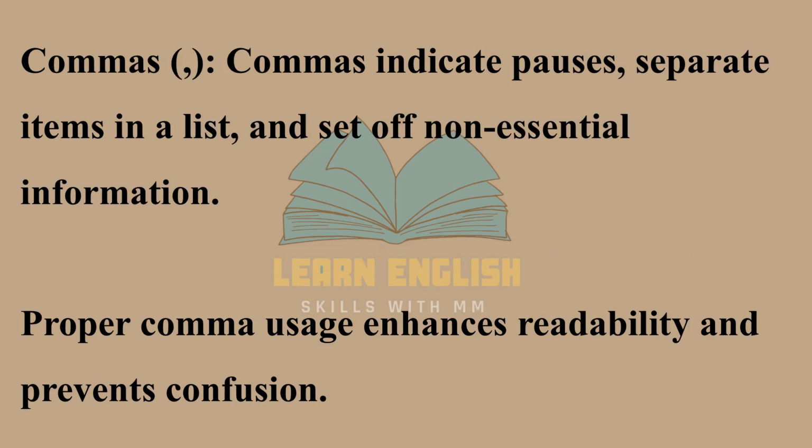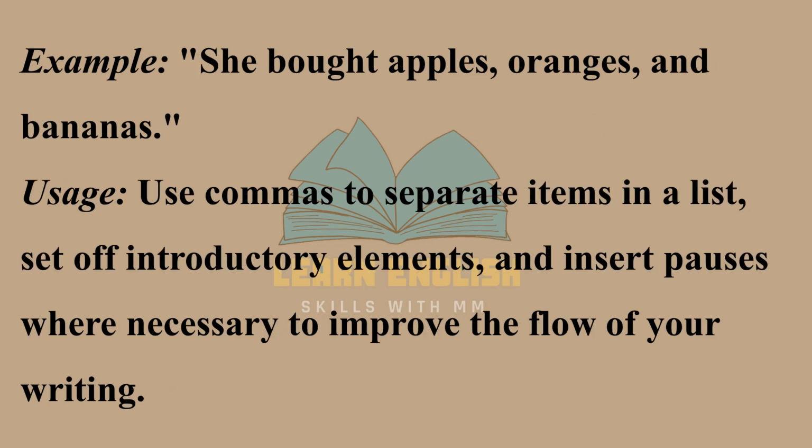Commas. Commas indicate pauses, separate items in a list, and set off non-essential information. Proper comma usage enhances readability and prevents confusion. Example: she bought apples, oranges, and bananas. Usage: use commas to separate items in a list, set off introductory elements, and insert pauses where necessary to improve the flow of your writing.